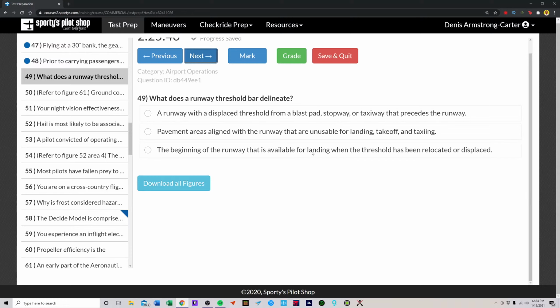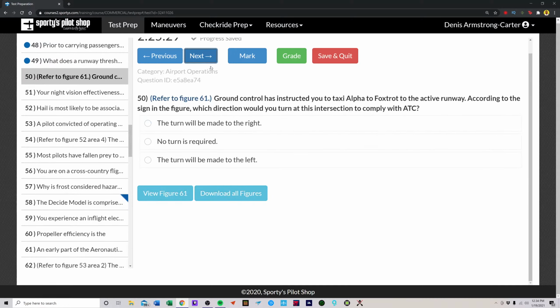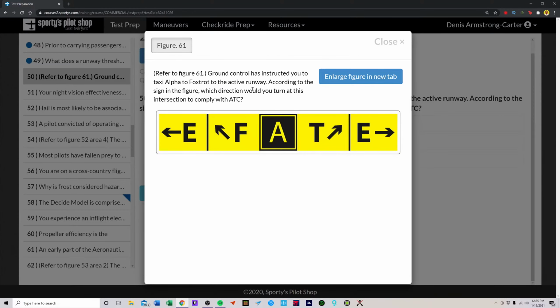Is the runway available for landing if the threshold has been relocated? No. For a blast pad, stopway, or taxiway that precedes the runway, yes. Ground control, I instruct you to taxi Alpha to Foxtrot to the active runway. According to the sign and the figure, which direction would you turn at the intersecting taxiway? Alrighty, so Alpha to Foxtrot. Alpha to Foxtrot. Go left.